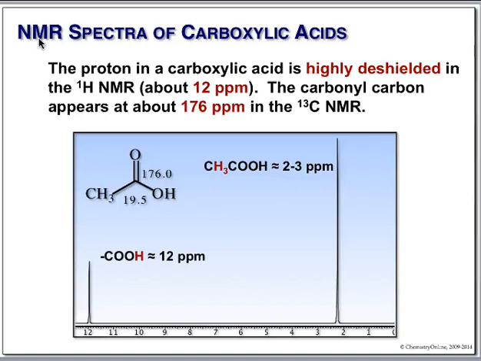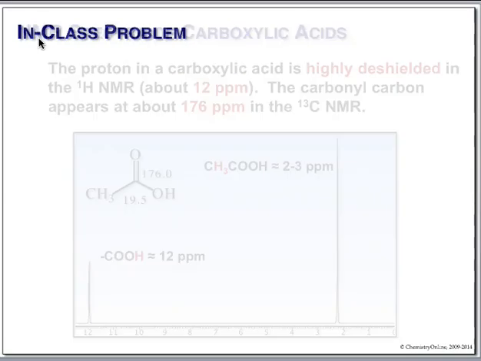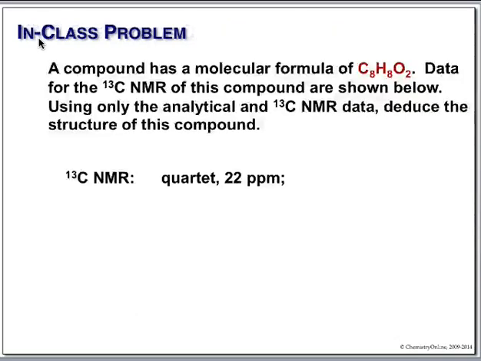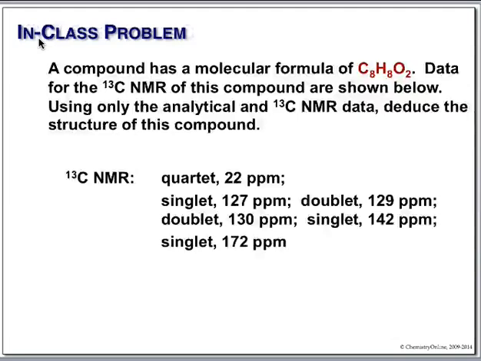All right, here comes a really fun little problem. A little spectroscopy problem. Here we have something, C8H8O2. The only thing I'm going to give you is a C13 NMR. From that, you can easily deduce the structure. Think about it for a minute.